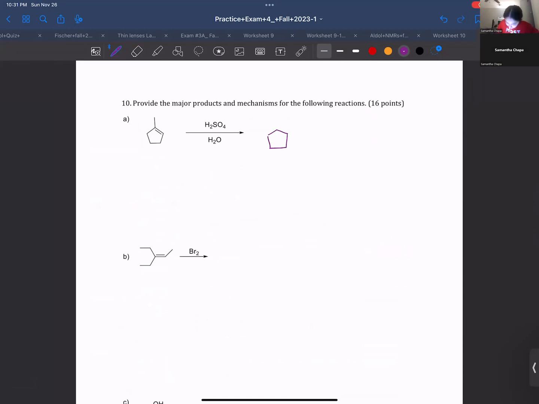It says major products. So this is the hydration reaction, where you're actually adding the H2O. So first step, I'll talk you through it. First step, you make the carbocation after protonating the alkene. And so we make the carbocation in the most stable position, which would be the tertiary position. And then the nucleophile, which is H2O, can attack. And you know, wherever the carbocation is in the hydration reaction, that's where the OH group is. Yeah, so that should be good.